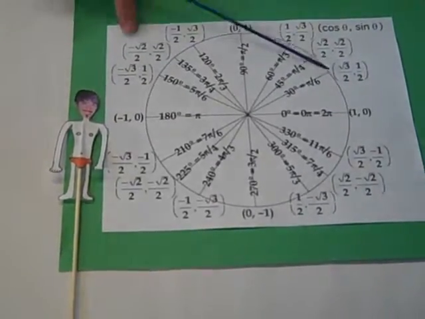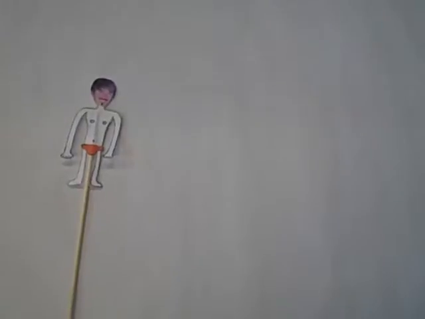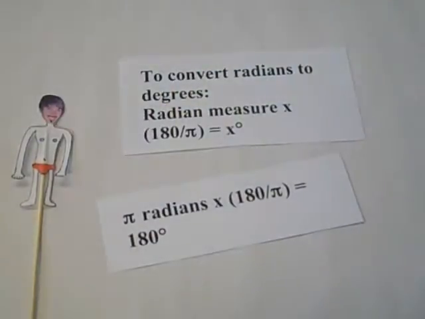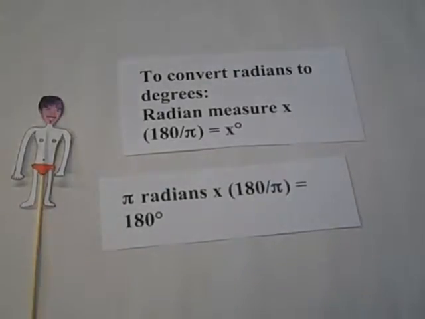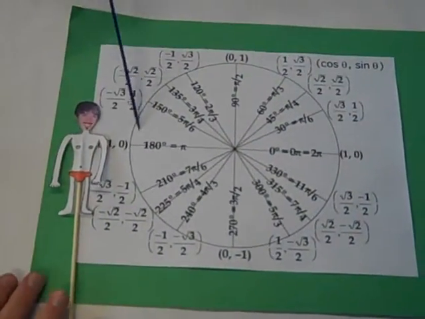To convert from radians to degrees, we take the radian measure and multiply it by 180 over pi. Let's say we have a radian measure of pi radians. By multiplying pi by 180 over pi, we get 180 degrees. If we look on the unit circle, we can see that pi radians and 180 degrees are the same angle.